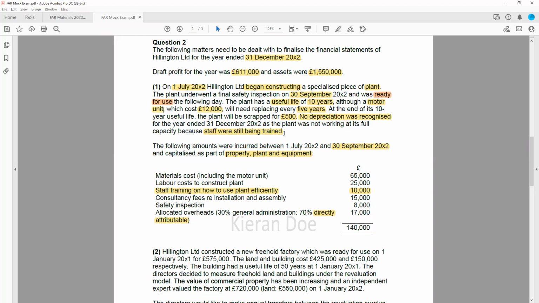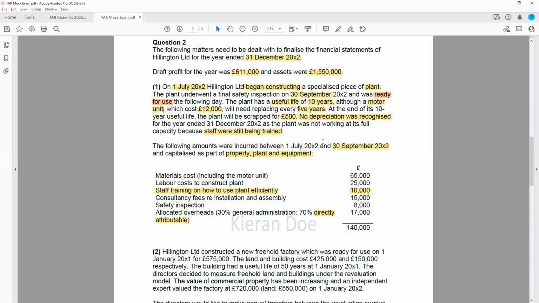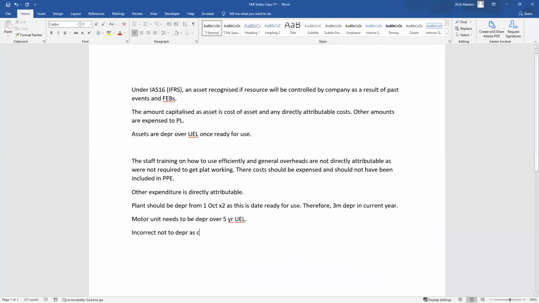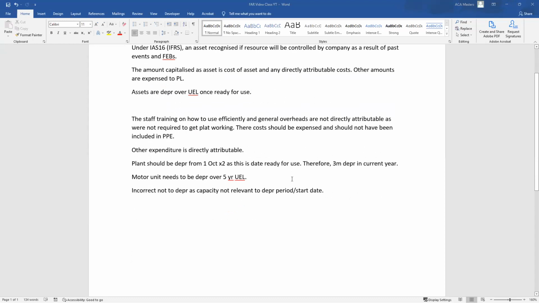And if we could briefly explain what they've done wrong. So they didn't depreciate it because staff are still being trained. So you could say, incorrect, not to depreciate as, so we were told, not working at its full capacity, not relevant to depreciation period or start date. You depreciate the asset when it's ready for use, not when it's at full capacity. So it's important to point out there where they were incorrect. You definitely get a mark for that as well.